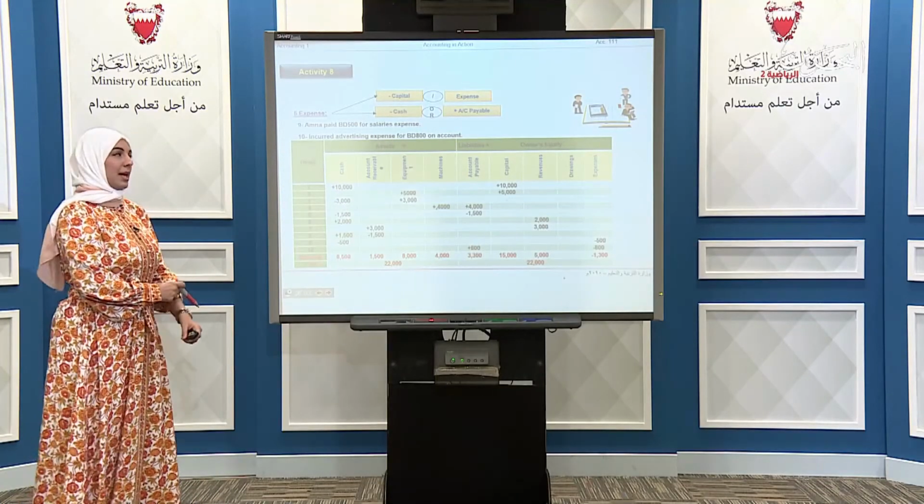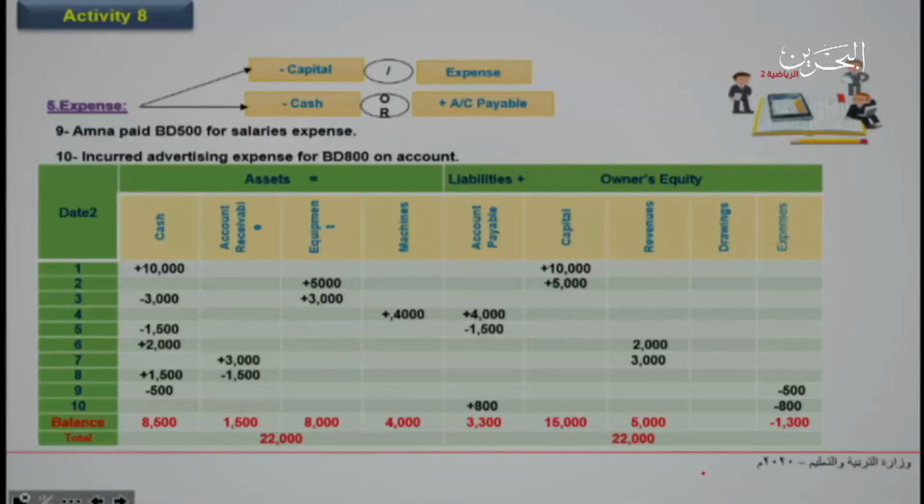Next, moving to the expense section. Let us take a look at the transactions. We have them in this section, my dear student. Amna paid 500 for salary expense.